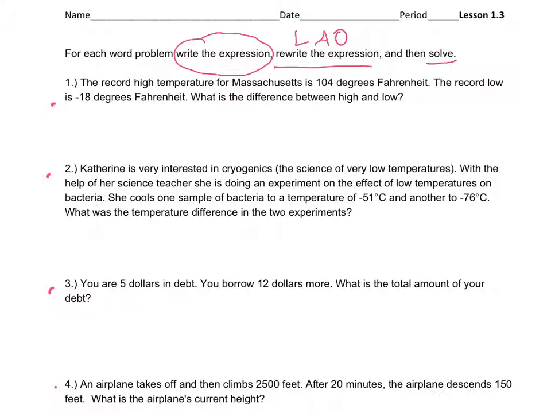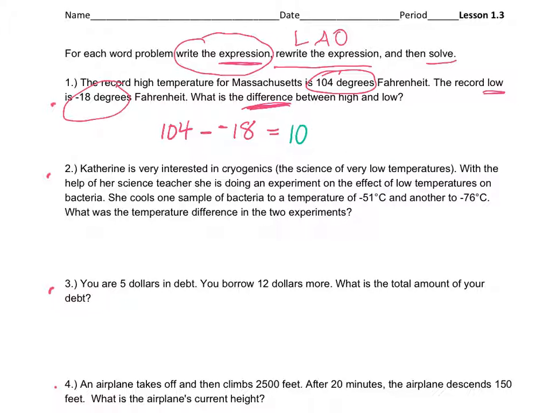So number 1, the record high temperature for Massachusetts is 104 degrees Fahrenheit. The record low temperature is -18. What is the difference between high and low? So difference is subtraction. So we're going to subtract these two numbers. 104 minus -18. That's your expression. Now I'm going to rewrite the expression using leave, add, opposite.